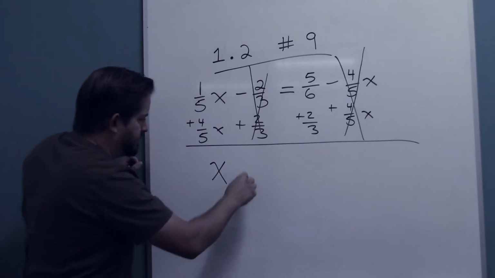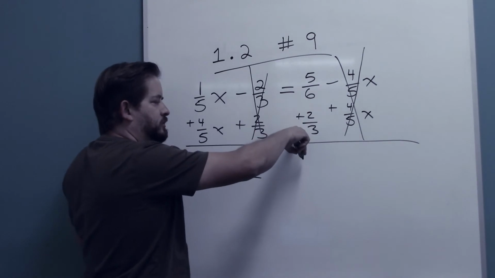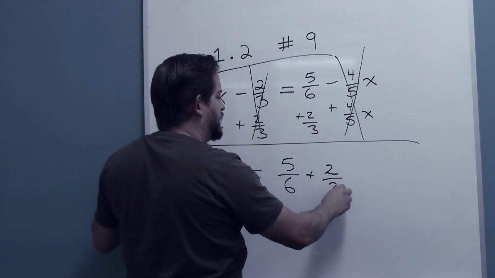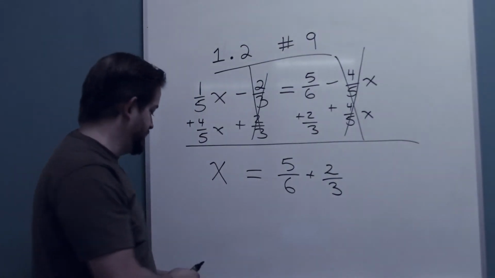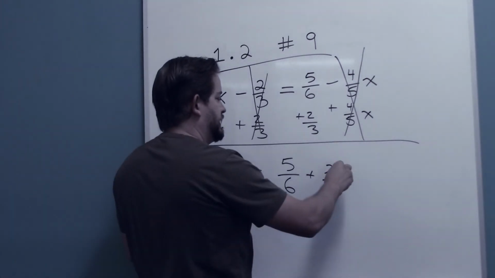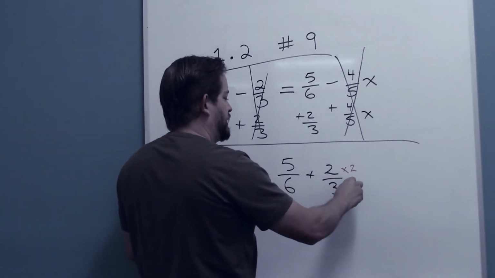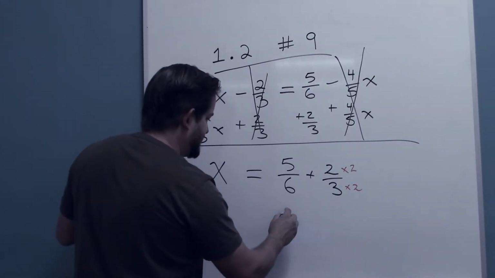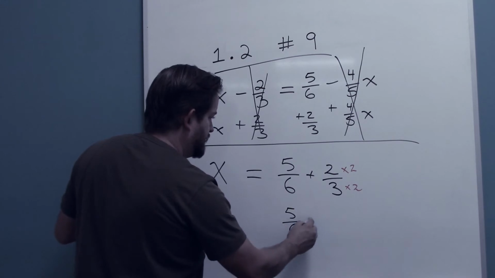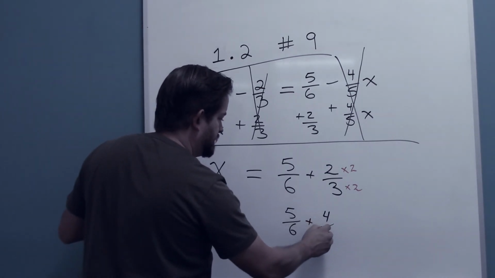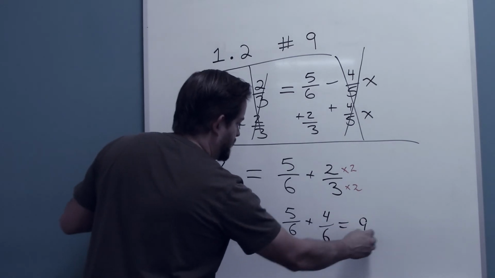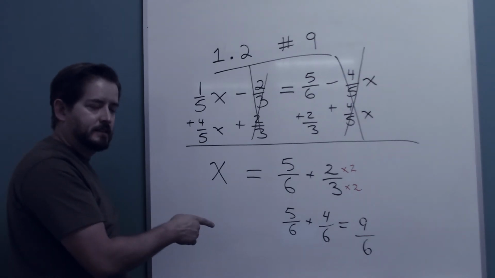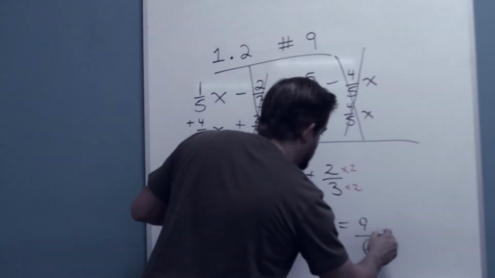Right. On the other hand, here I have 5/6 plus 2/3. Yet again, I need to find a common denominator. That common denominator is the 6, because I can easily multiply these by 2 in the top and bottom, and that turns this into 5/6 plus 4/6, which is 9/6. Right? I can simplify that because 9 and 6 are both divisible by 3.